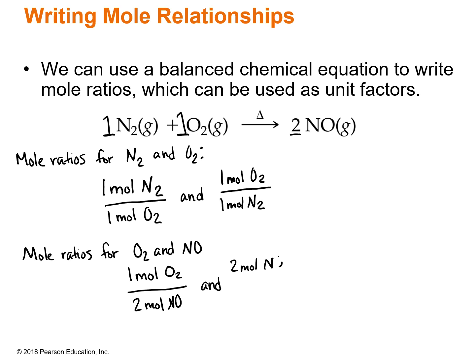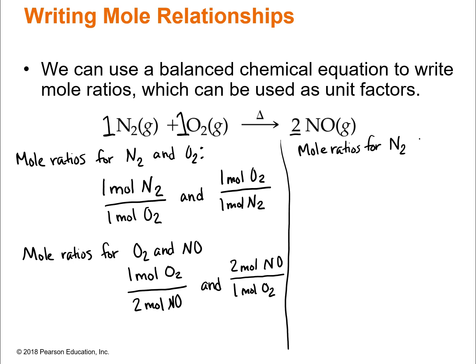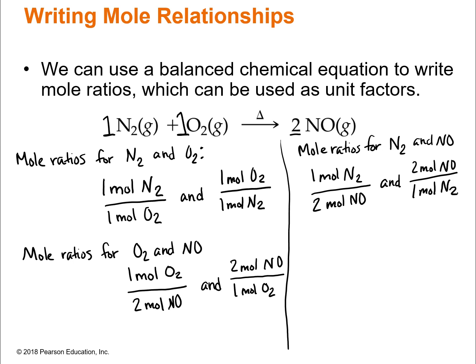There's always 2 mole ratios. So you write 1 and then you write the reciprocal. If we wrote mole ratios for nitrogen gas and nitrogen monoxide, it would look pretty similar to the ones for oxygen gas and nitrogen monoxide. We've got 1 mole of N2 for every 2 moles of NO. That's mole ratios. I'm going to let you guys do a little practice.